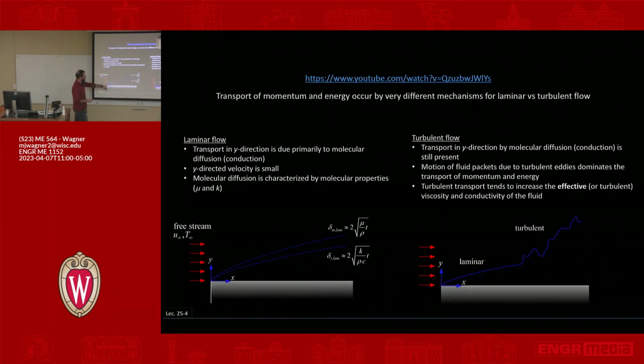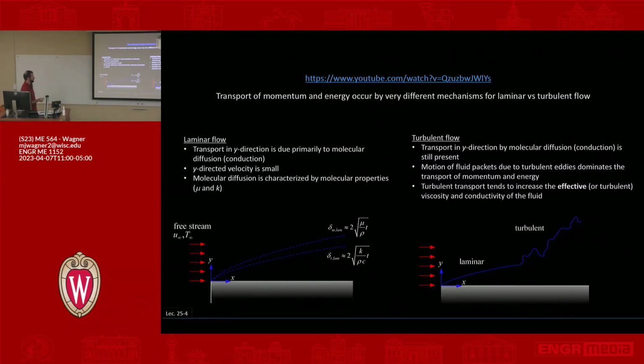So you have conduction that's occurring, you have shear stress that's occurring, but it's all sort of contained within its layer. There is a small amount of y velocity in the laminar flow, but it is sort of unimportant, as we've noted many times here.